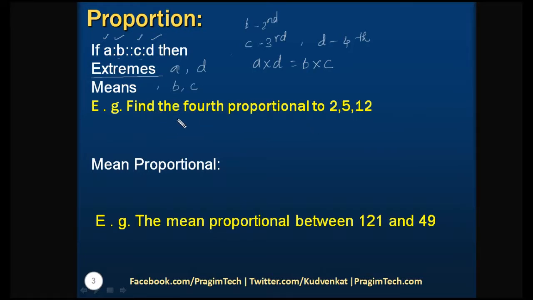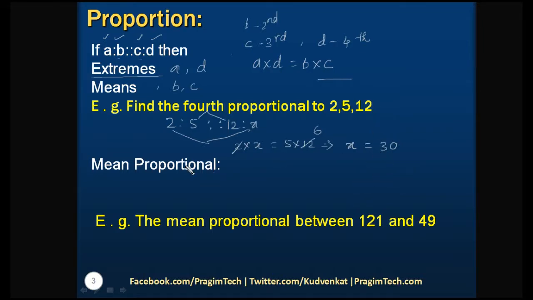Now, let's understand this by considering one example. Here, we have to calculate the fourth proportional to 2, 5, 12. Let's take the unknown quantity as x, that is 2 is to 5 is the same as 12 is to x. According to this property, we can write the product of extremes, that is 2 and x, so 2 into x is equal to the product of means, that is 5 into 12. Here we can cancel out 2 with 12, so that is 6. Therefore, x is equal to 30. That is, the ratio between 2 and 5 is the same as the ratio between 12 and 30.